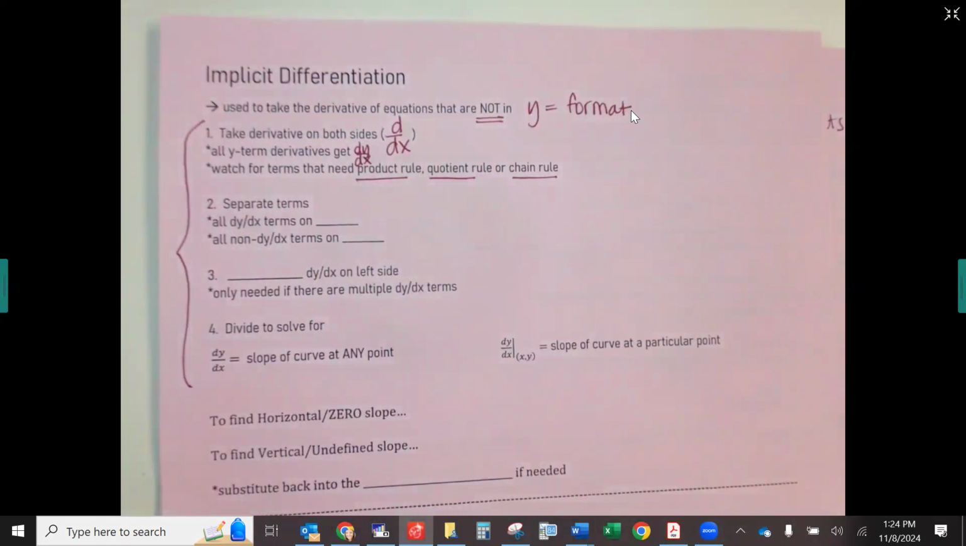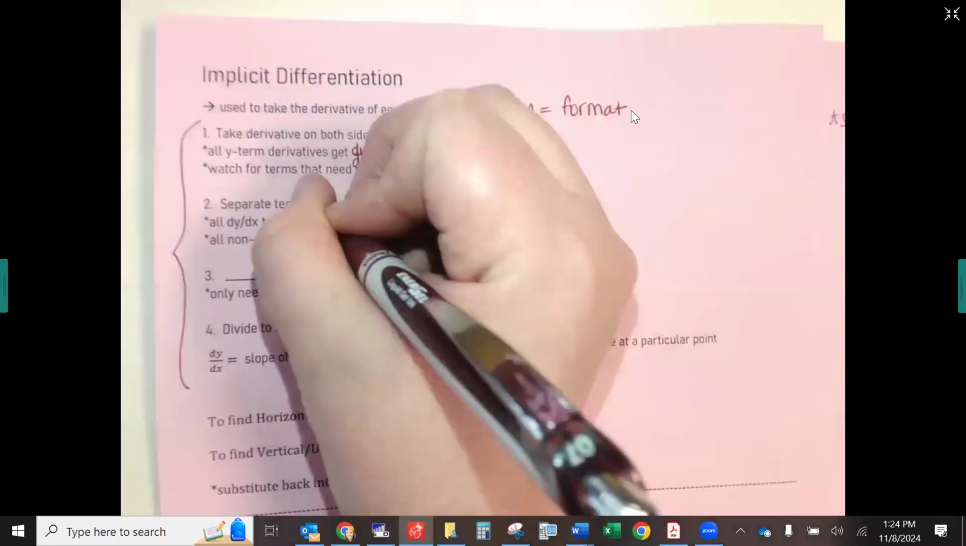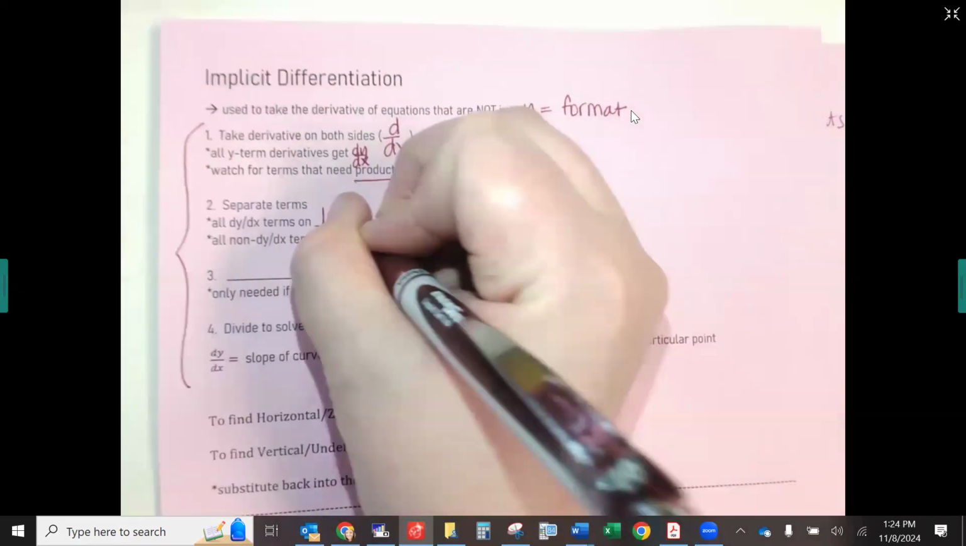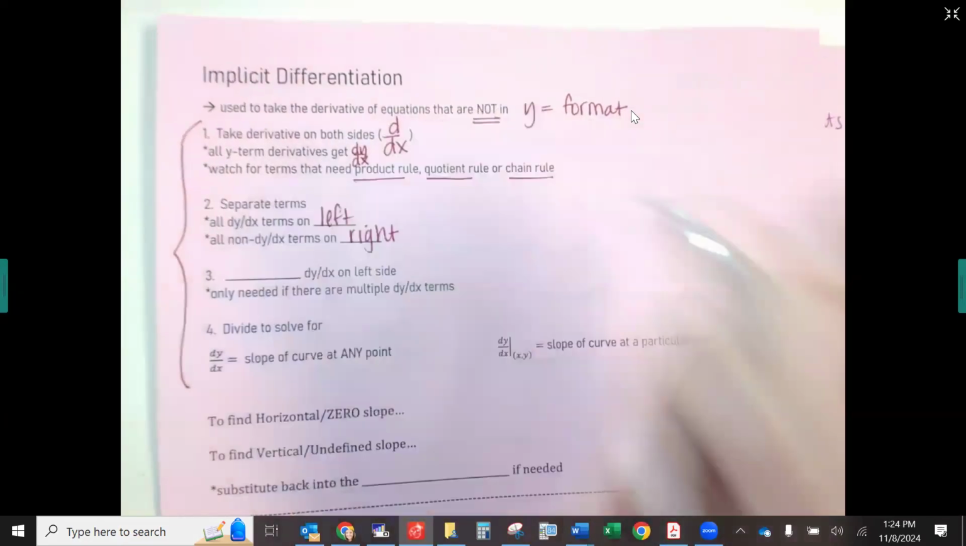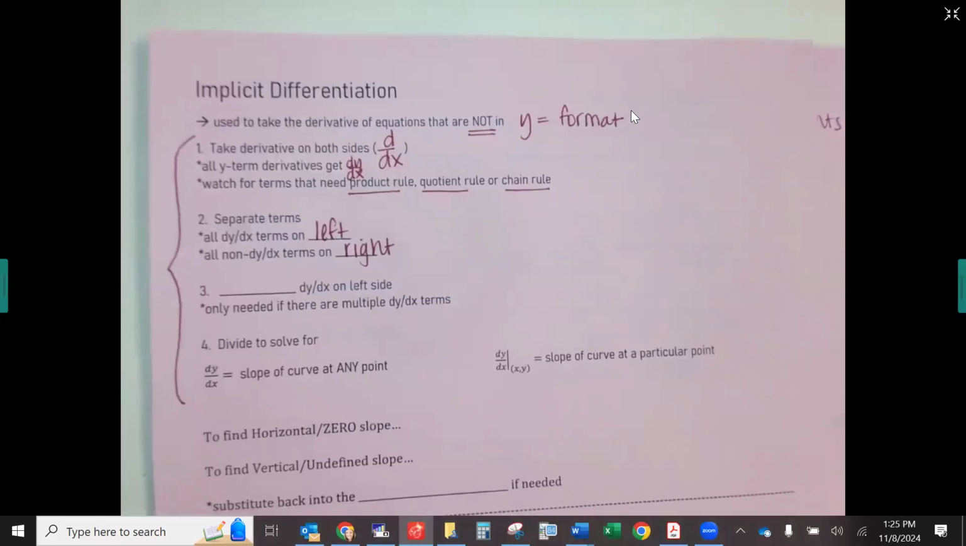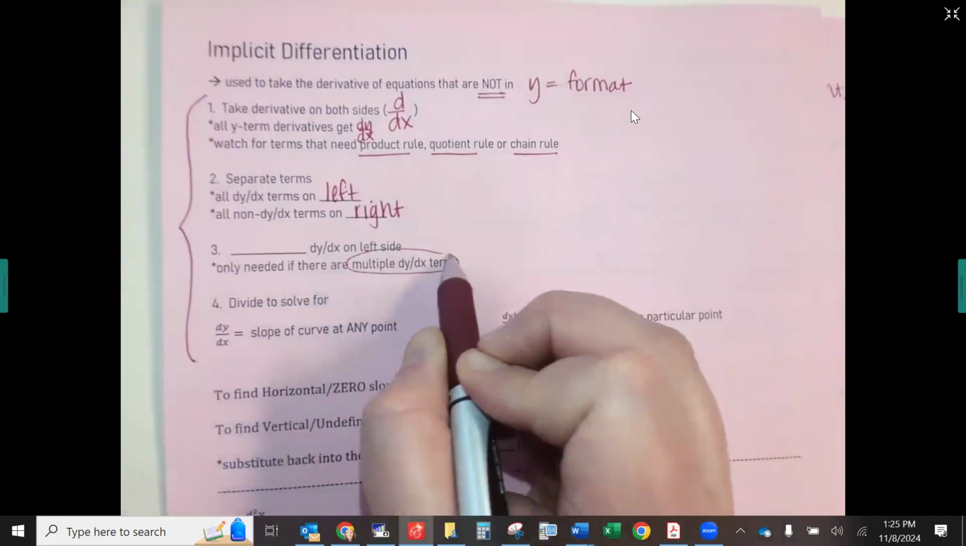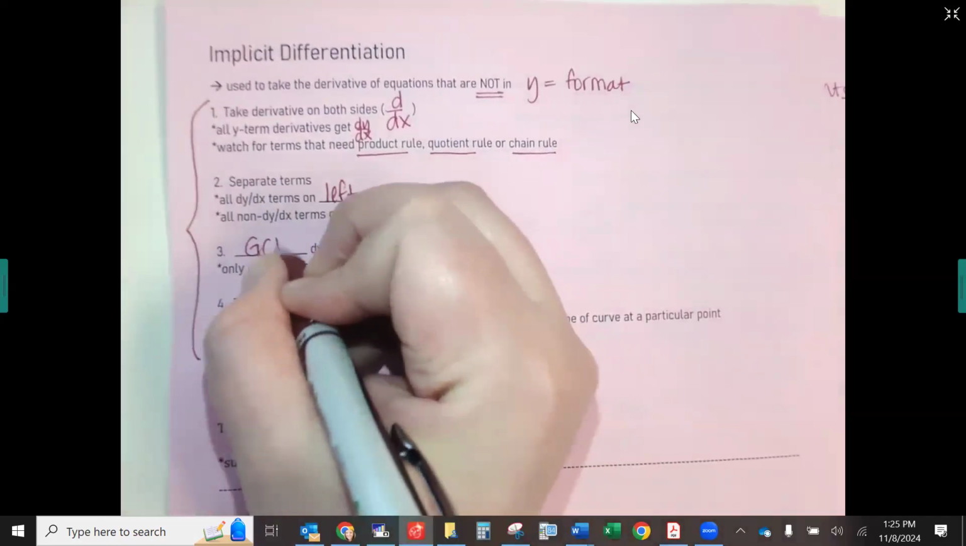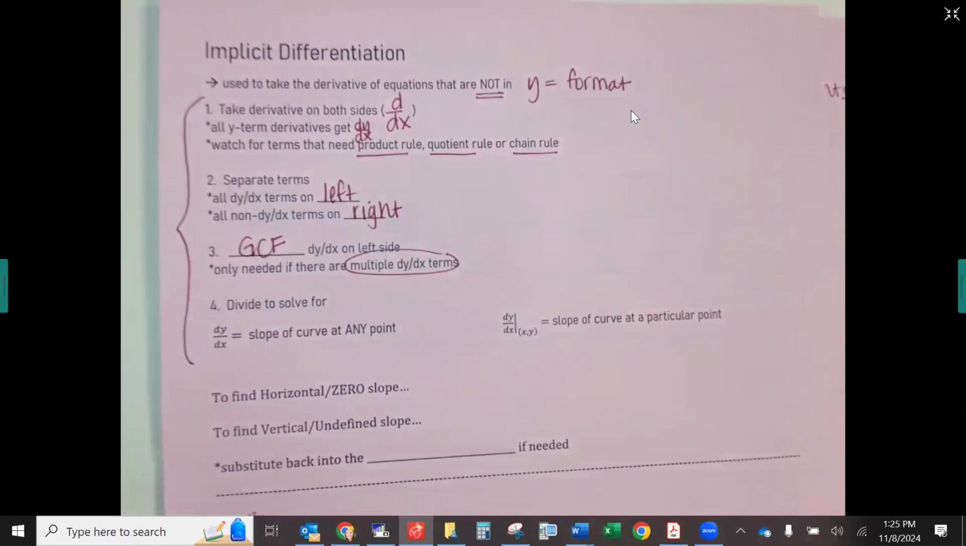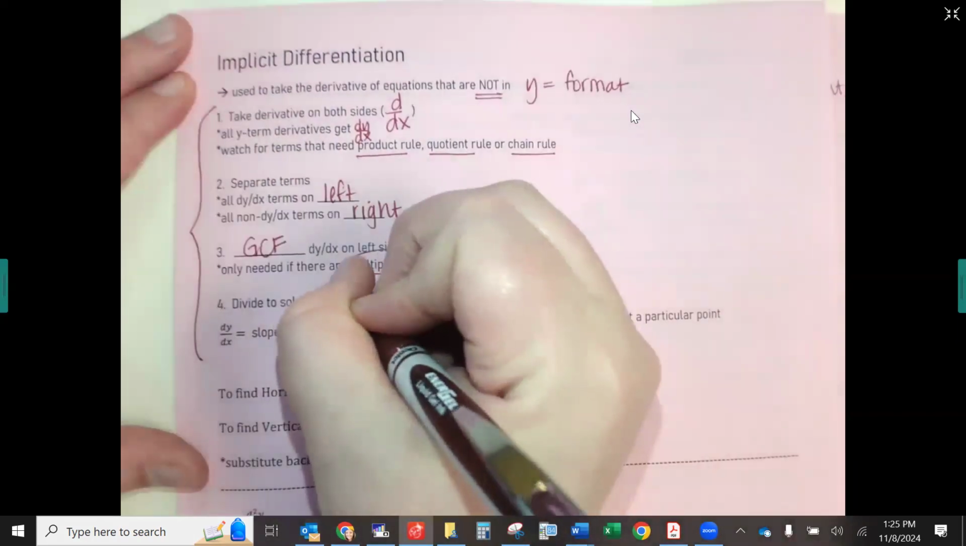Then you are going to separate: any terms with a dy/dx will stay left, everything else will stay right. If you have multiple dy/dx terms on the left side, you're going to GCF the dy/dx out. If you only have one dy/dx term, you would be able to skip this step. And then in your last step, step number 4, you're going to divide to solve for dy/dx equals.